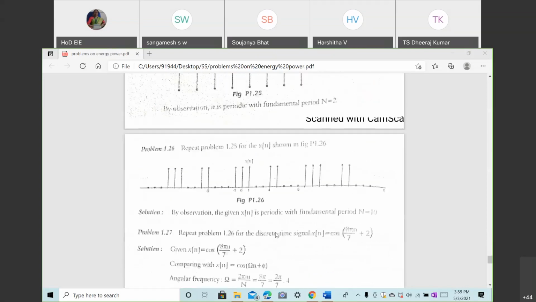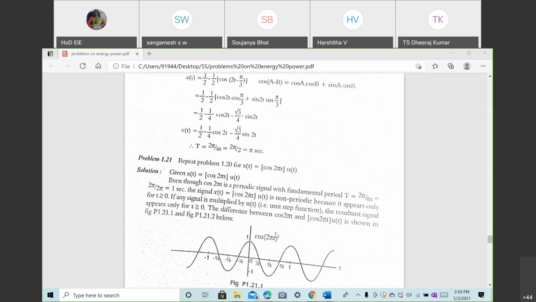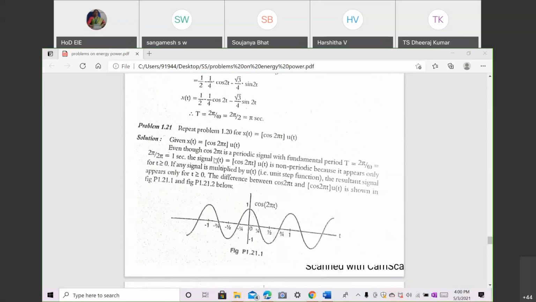Like that, different equations will be there. Next, we'll see this equation. They ask us to find the periodicity for x of t equal to cos 2 pi t into u of t. Even though cos 2 pi t is a periodic signal with fundamental period T equal to 2 pi by omega, that is 2 pi by 2 pi, because one complete cycle is 0 to 2 pi, it is 1 second. Externally we can say it is periodic, but mathematically we have to verify.